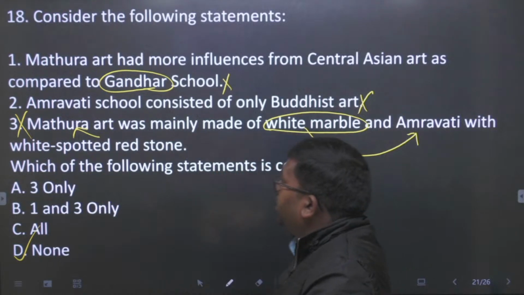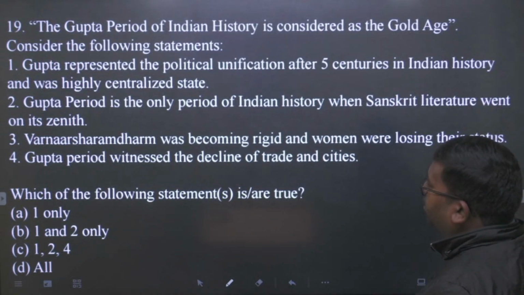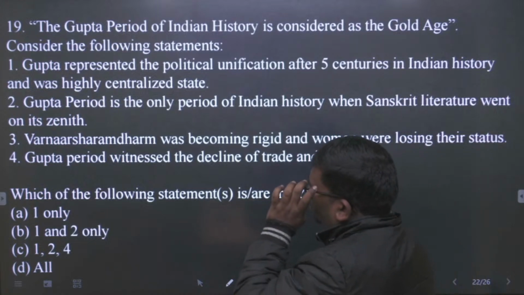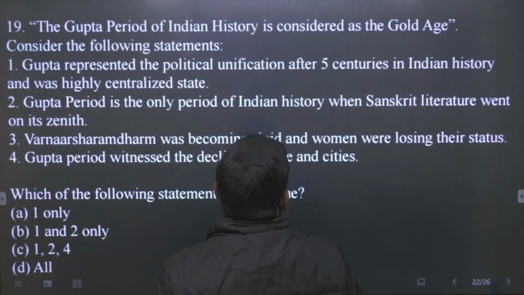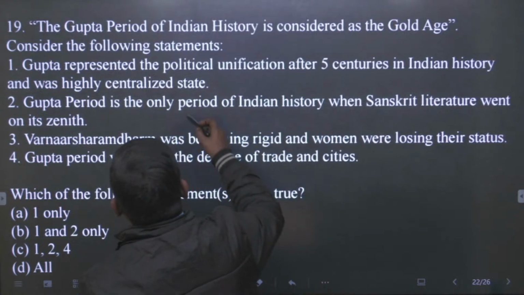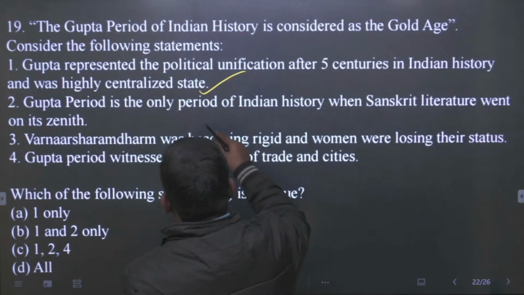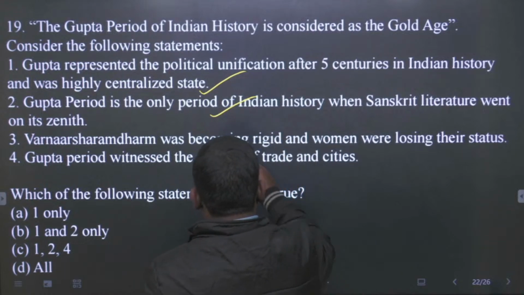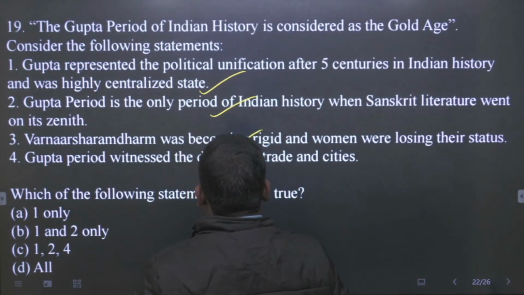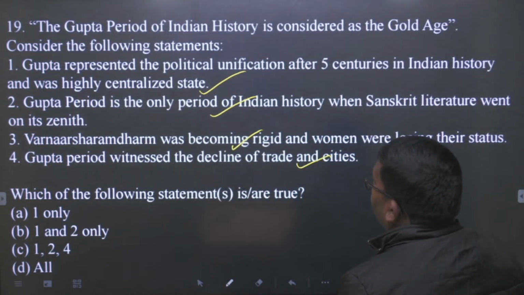So let us continue with another question. Gupta period of Indian history is always considered as the golden age. Consider the following statements. Gupta represent the political unification of India, especially after 5 centuries in Indian history, and was highly centralized. True. Gupta period is the only period of Indian history where Sanskrit literature went to its zenith. True. Varnashrama dharma was becoming rigid and women were losing their status. True. Gupta period witnessed the decline of trade and commerce. This is also correct. So answer will be all of the above.